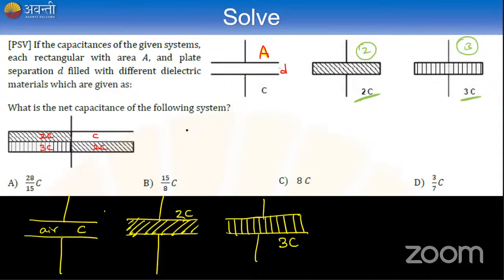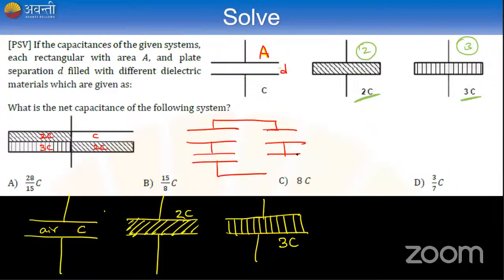In yesterday's class, I think I discussed the same with you guys. It will be a combination of four capacitors. Since the area of cross section and the distance between the plates are the same, you have to consider four capacitors of C, 2C, 3C, and 2C connected in this fashion. Please check what's the effective capacitance, guys.